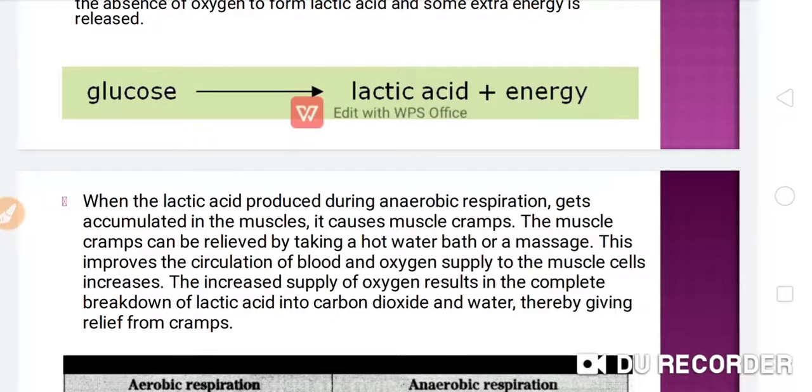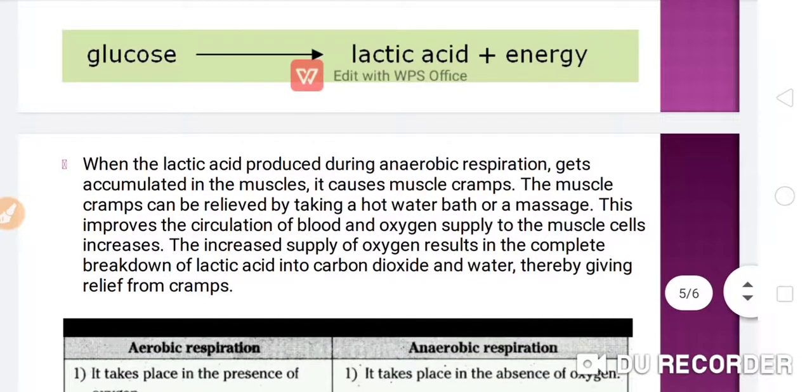Muscle cramps can be relieved by taking a water bath or a massage. This improves the circulation of blood, and the oxygen supply to the muscle cells increases. The increased supply of oxygen results in the complete breakdown of lactic acid into carbon dioxide and water. Then you will find relief. Okay, so this is the whole process.